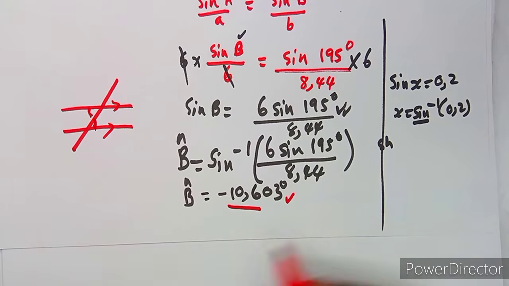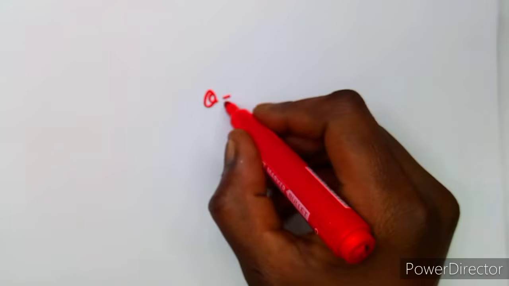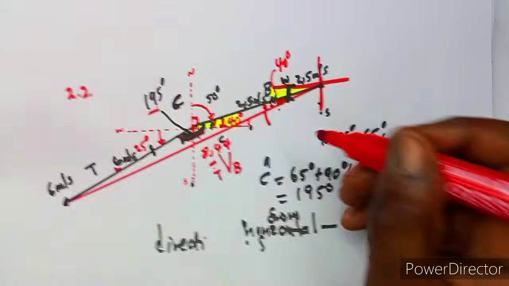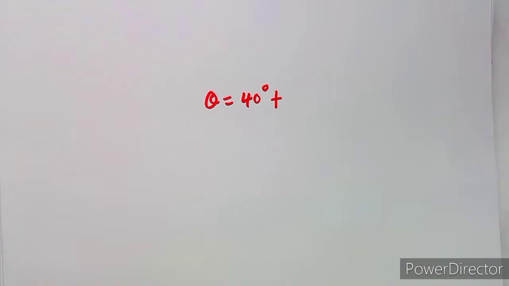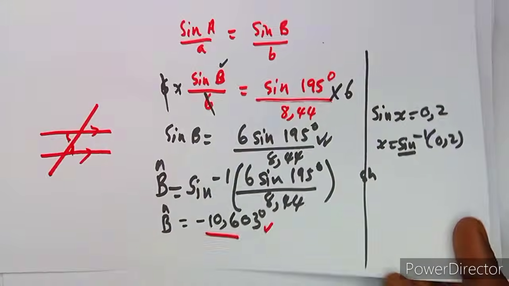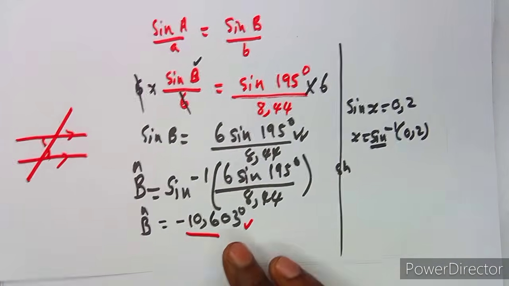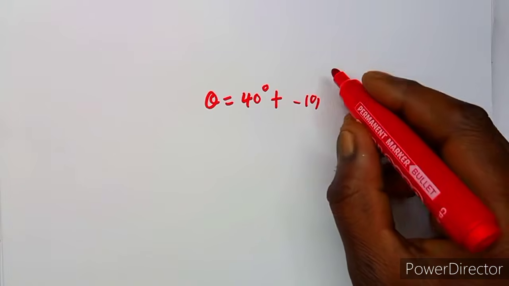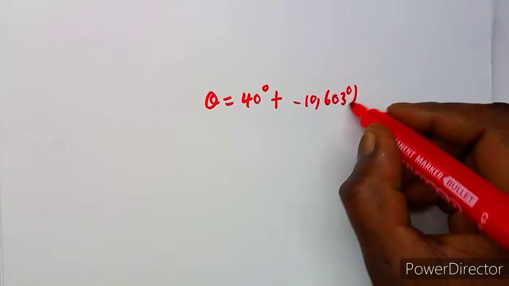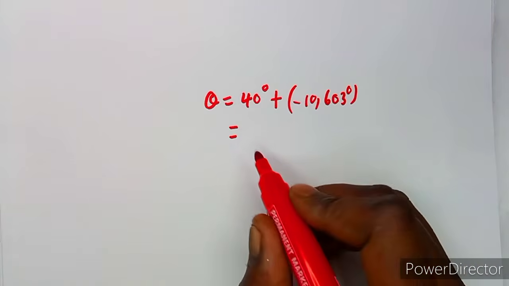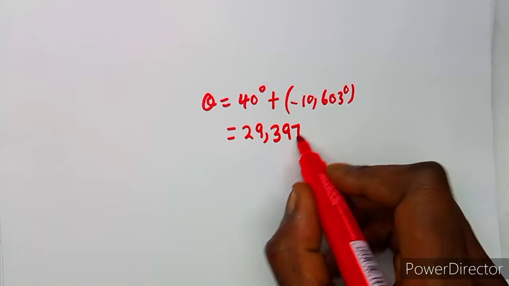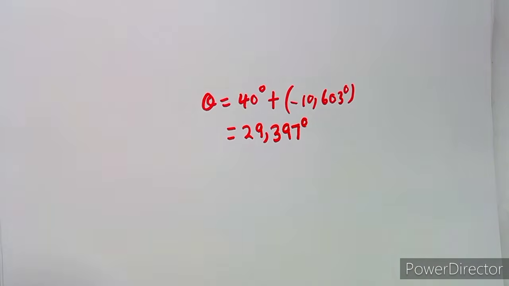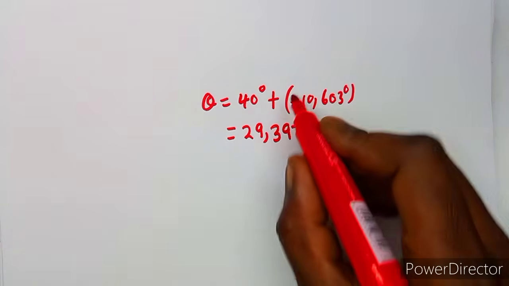So that means the angle, finally, is going to be 40 degrees plus the other angle that we obtained, which gave us a negative. So we're going to add negative 10,603 degrees like this, which is going to give us 29,397 degrees. All right, so this is what you're going to have as the direction.